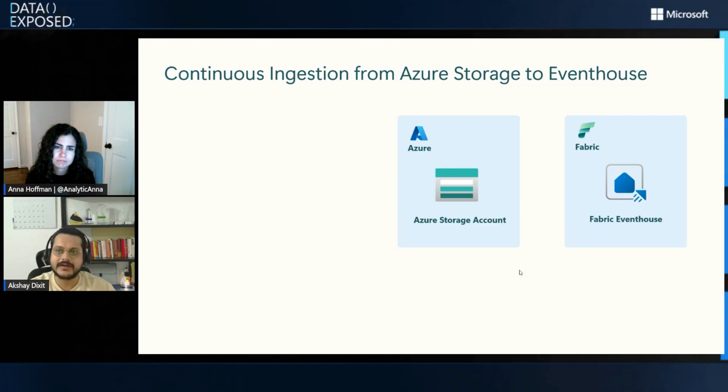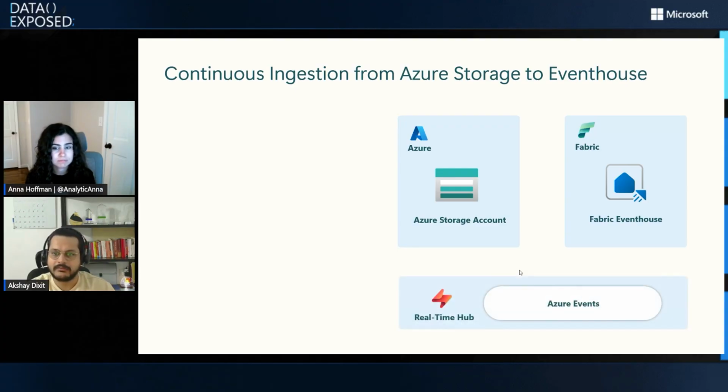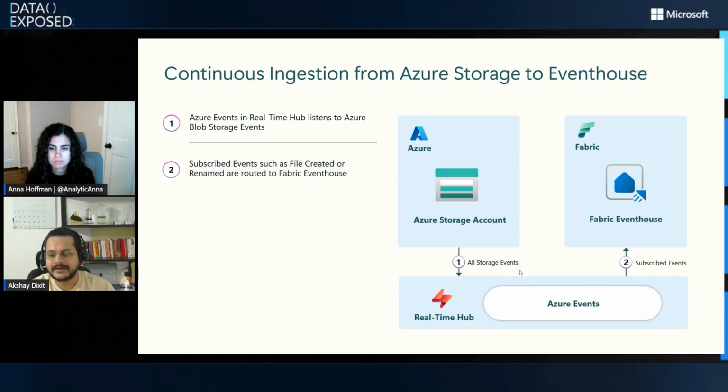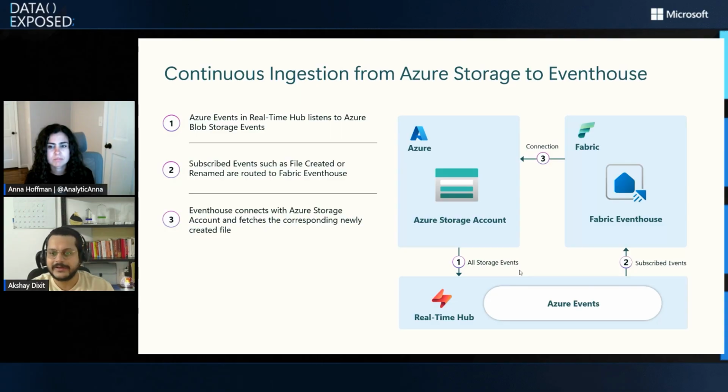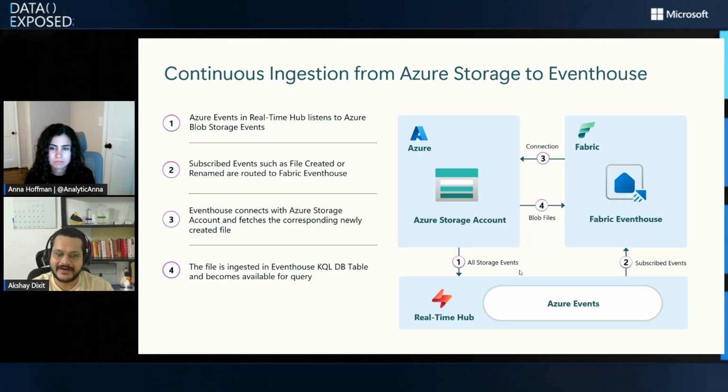So continuous ingestion basically allows you to automatically create pipelines maintained on Eventhouse where a user does not have to do anything additional. And whenever a new file or blob is uploaded to the Azure Storage, it automatically would be ingested on the Eventhouse. So it utilizes Azure Events. It monitors Azure events such as file created or file renamed. And whenever such an event occurs, it acts as a trigger to the Eventhouse. And Eventhouse will go and pull that particular blob or file from the Azure Storage and ingest it into Eventhouse. I can give a quick demo if you would like. Yeah, let's take a look.